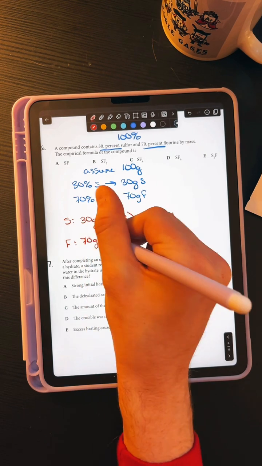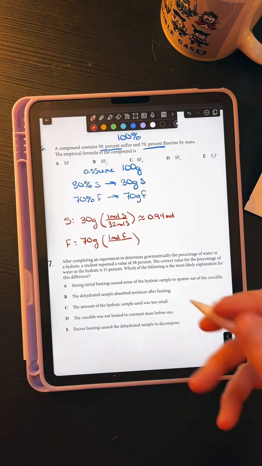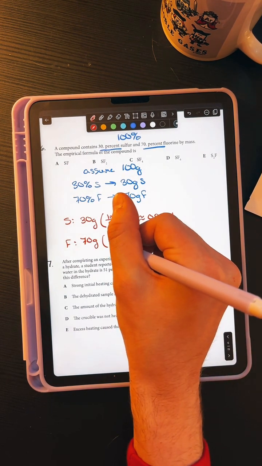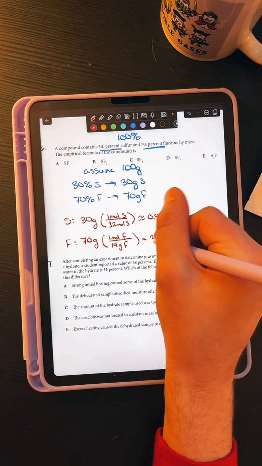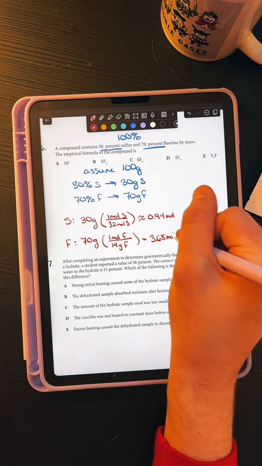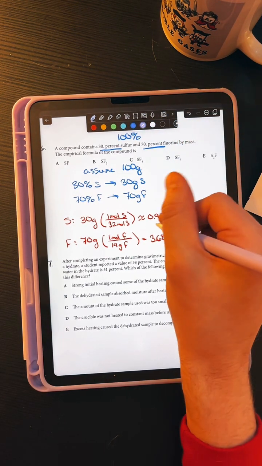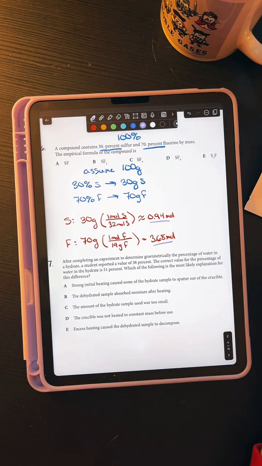We'll do the same thing for fluorine. Assuming that's 70 grams, we go 1 mole of fluorine. Again, looking at the periodic table, 1 mole of fluorine gives us 19 grams of fluorine, and that is 3.68 moles. Now that we're in moles, we can do a comparison, and we'll compare whichever one is lower.